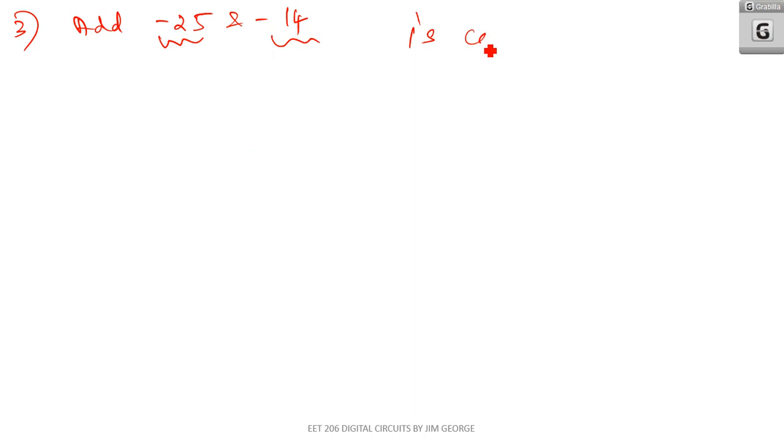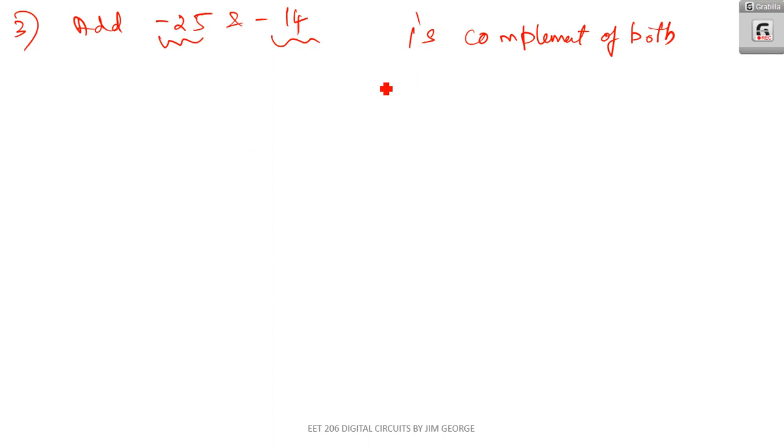Third one. Third one is add minus 25 and minus 14. So here both the numbers are negative. Therefore you need to take ones complement of both. And the rest remains the same.